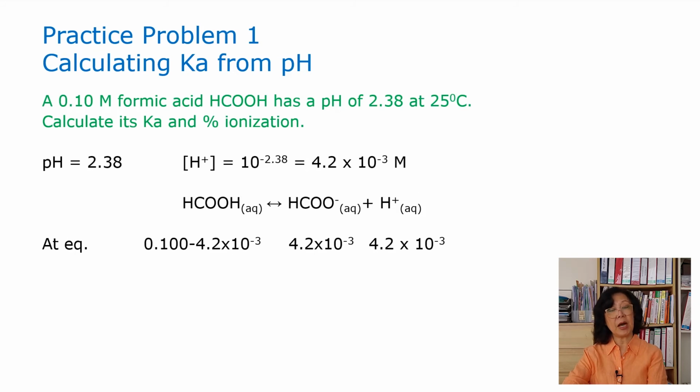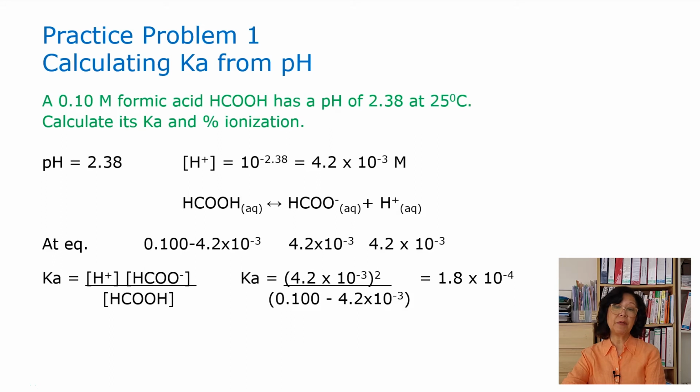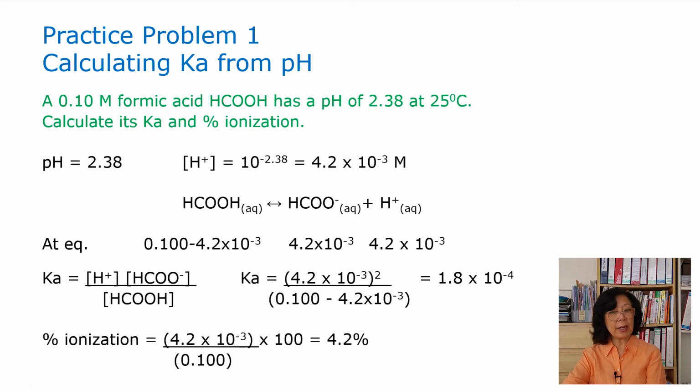Now we set up the ICE table, and at the bottom line at equilibrium, for the formic acid, we have 0.1 minus 4.2 times 10 to the minus 3, whereas for the formate and hydrogen ion, they have the same concentration of 4.2 times 10 to the minus 3. Now we can plug it into the equilibrium Ka expression, and we calculate Ka to be 1.8 times 10 to the negative 4. Percent ionization check is the hydrogen ion over the original concentration of 0.1 times 100. We have 4.2% ionization.